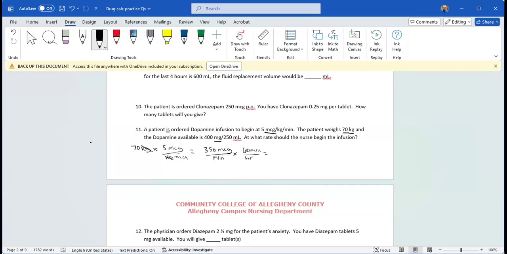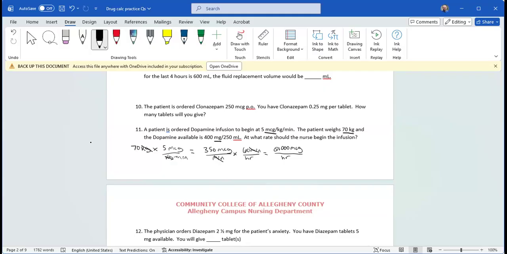Make sure I'm doing this right. 70 times 5 times 60. Okay. Yeah, so I'm going to get 21,000 micrograms, and then that's per hour. And so what I've actually done is I've basically eliminated the hours, which is what I need if I'm looking for my infusion rate.